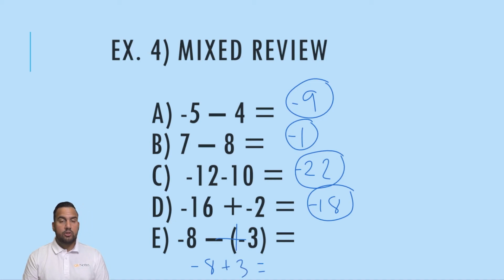And what's -8 plus 3? Do the rules again. 1 negative, you subtract. 8 minus 3 is 5. So my answer is 5, but is it positive or negative? It depends on the bigger number. The bigger number is 8, so it's going to be -5, and that's my final answer for E.